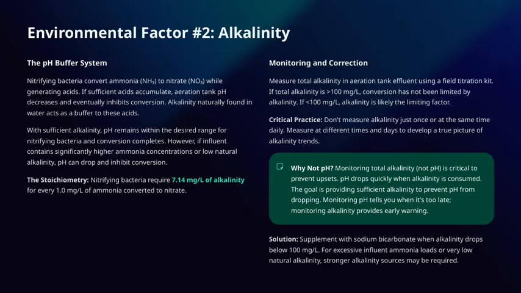If alkalinity drops below 100 mg/L, it's time to supplement, often with sodium bicarbonate. And for higher ammonia loads, or very low natural alkalinity, we might need stronger alkalinity sources. In summary, maintaining proper alkalinity is vital for stable nitrification and overall process health.